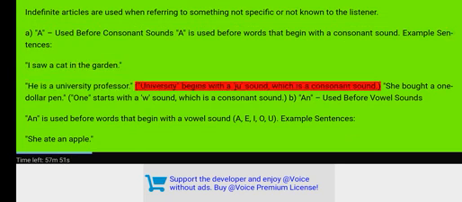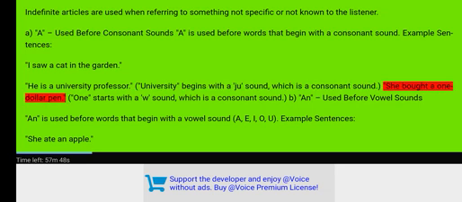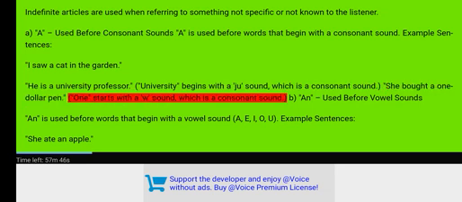University begins with a chew sound, which is a consonant sound. She bought a $1 pen. 1 starts with a w sound, which is a consonant sound.